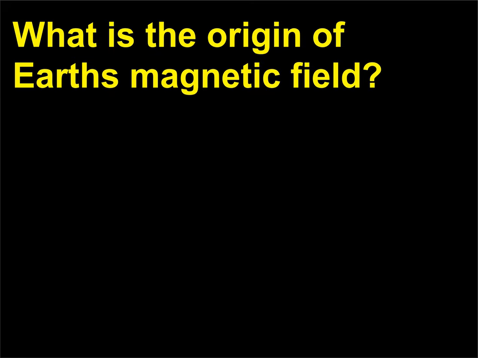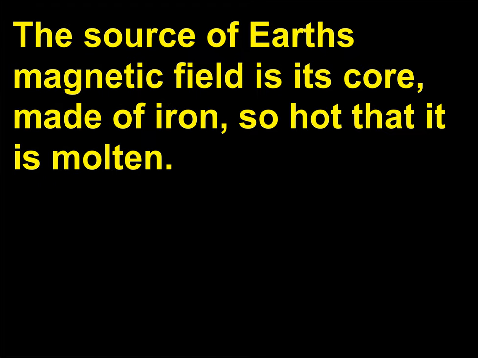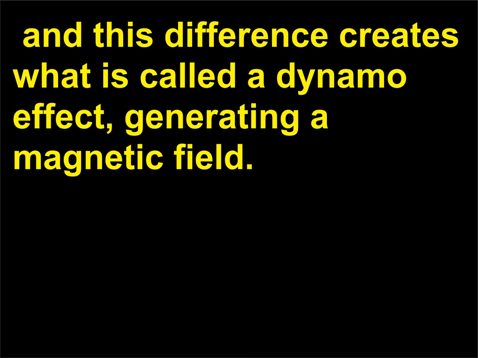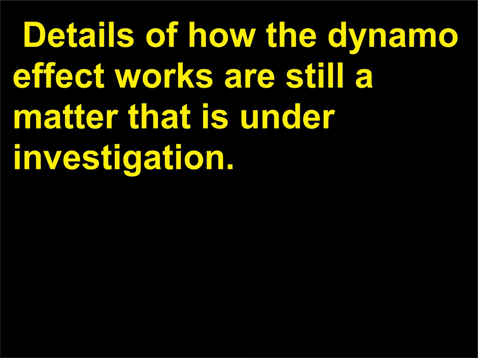What is the origin of Earth's magnetic field? The source of Earth's magnetic field is its core, made of iron, so hot that it is molten. It rotates at a slightly different rate than does Earth, and this difference creates what is called a dynamo effect, generating a magnetic field. Details of how the dynamo effect works are still a matter that is under investigation.